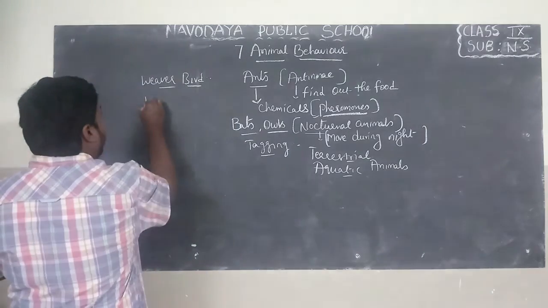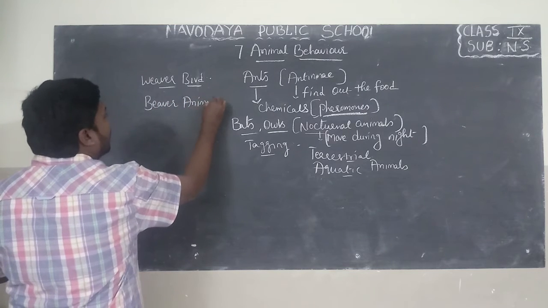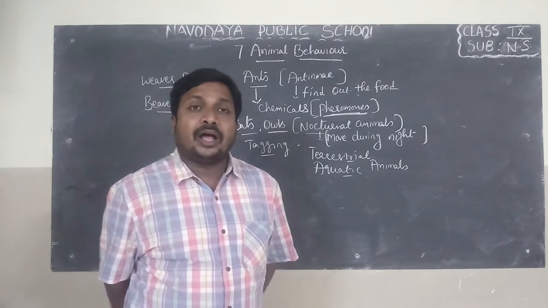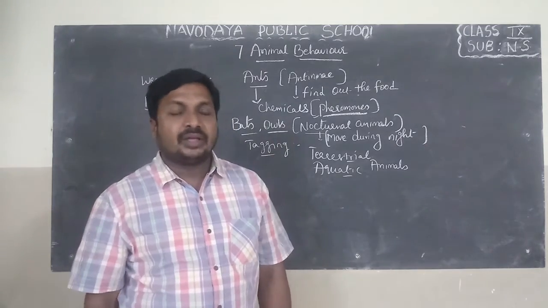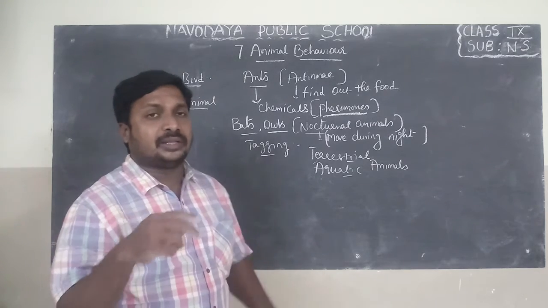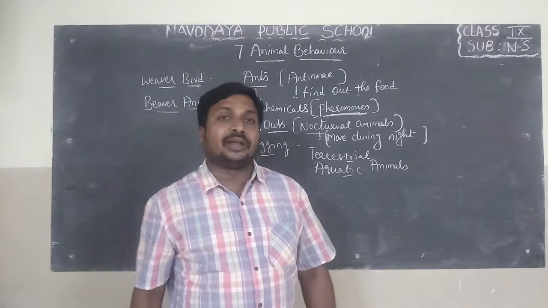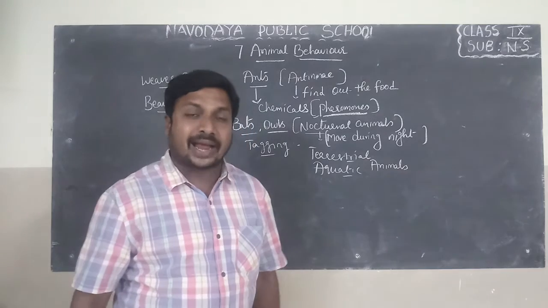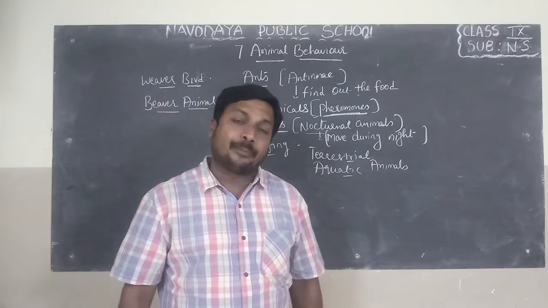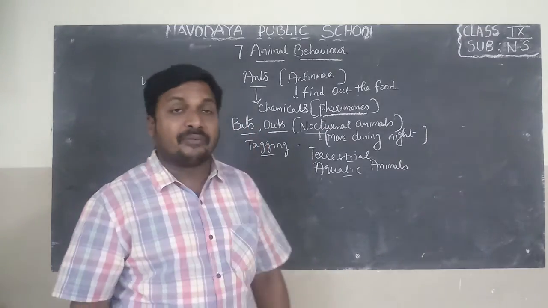If you observe the animal called the beaver: the beaver is a mammal which lives in water. They cut the long trunks of trees with the help of sharp teeth, and all these are kept in water to make the water stagnant. In that place, they live happily in that water along with the family. That is the behavior of the beaver.